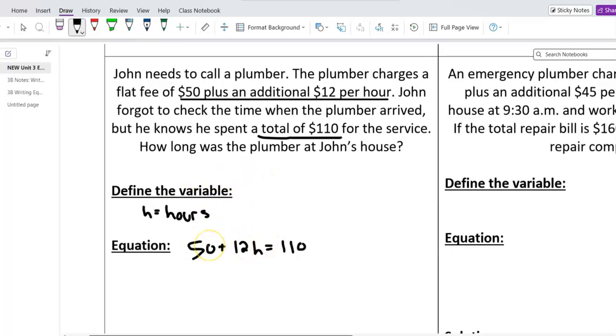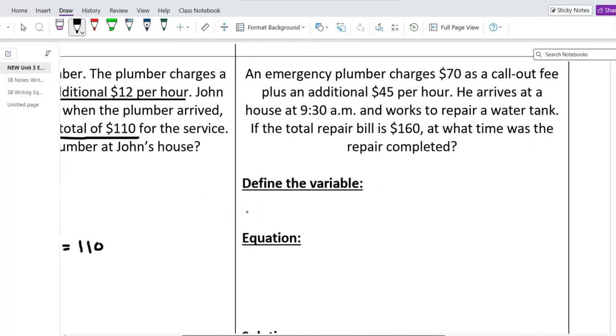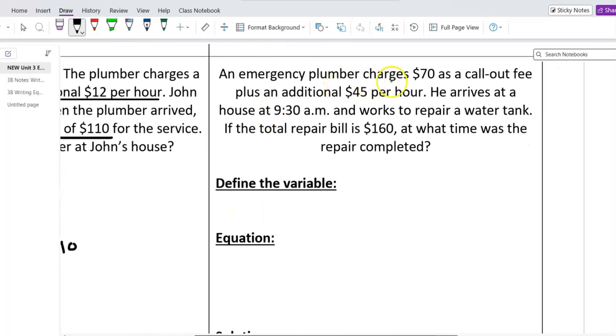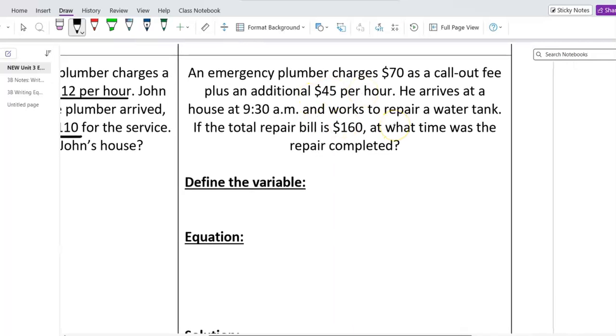We're going to go ahead and move forward, though, to this next problem. It's another plumber problem that's going to be a little different. An emergency plumber charges $70 as a call-out fee plus an additional $45 per hour. He arrives at a house at 9:30 a.m. and works to repair a water tank. If the total repair bill is $160, at what time was the repair complete?